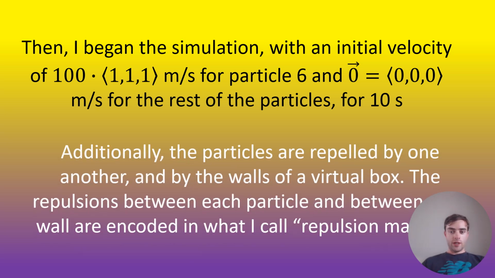Additionally, the particles are repelled by one another and by the walls of this virtual box. The repulsion between the particles is encoded in what I call the repulsion matrices. There's one matrix for each of these sets of repulsions.